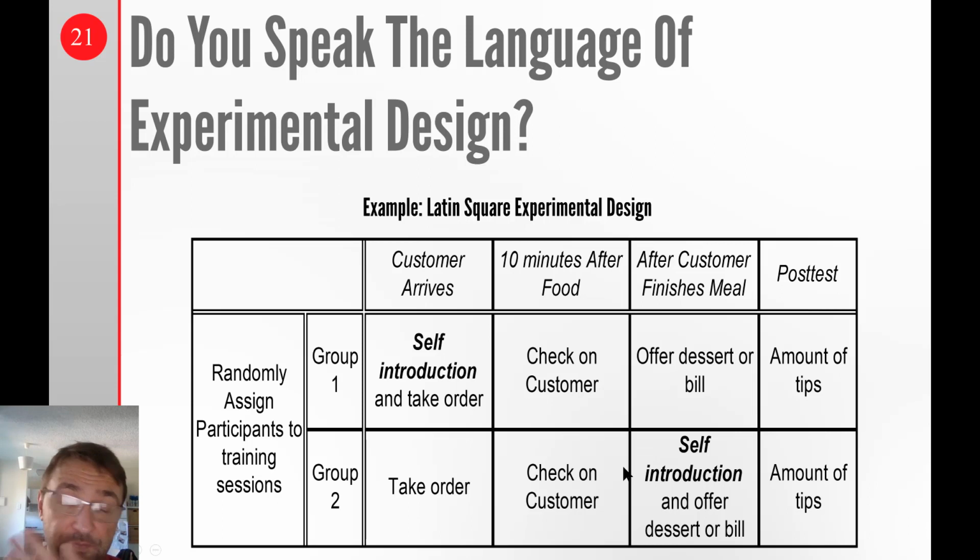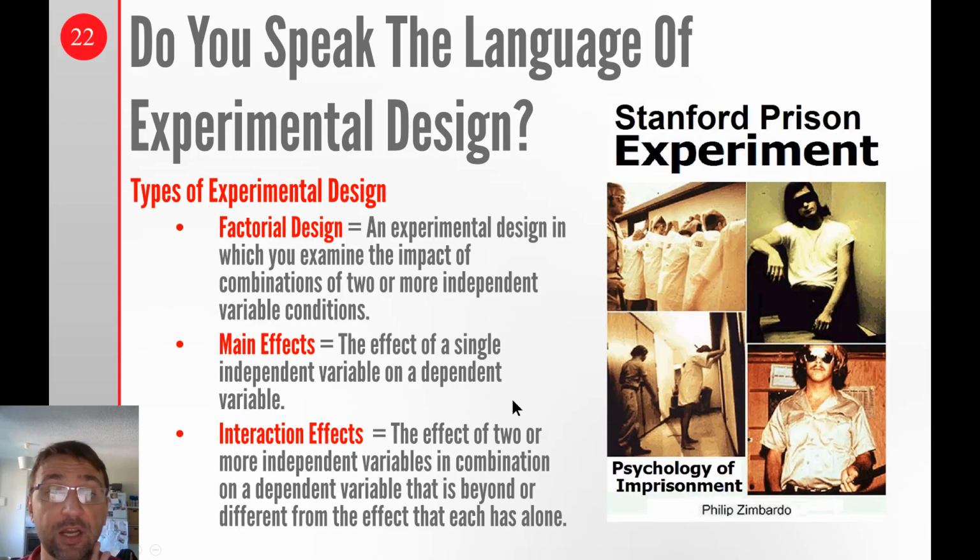Latin square, it's a method of doing experimental design where basically you change the order of the treatment, so you make sure it's not an ordering effect. So here you take the order and do introduction after they finish the meal. Here you do the introduction, check on the customer, and then offer dessert without them repeating the self-introduction. And you're looking to see whether there's any ordering effect about when the introduction is done on the tips, which there might be actually. It probably is nicer to introduce yourself at the beginning.